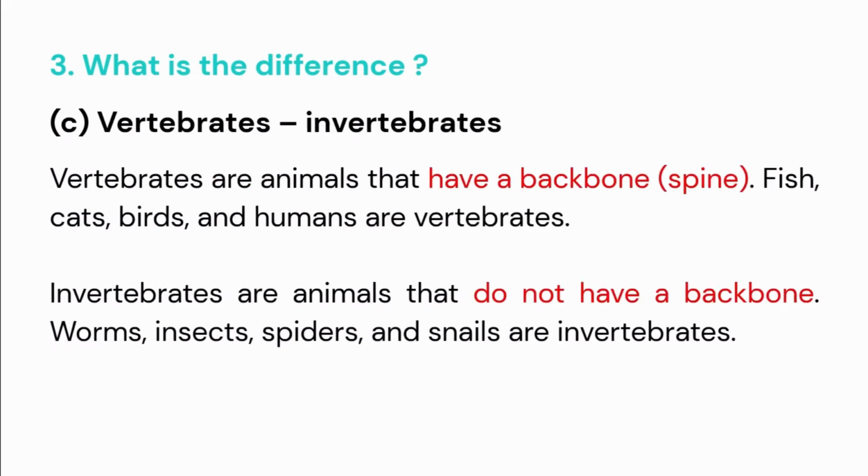Next one, difference between vertebrates and invertebrates. Simple one. Vertebrates are animals that have a backbone, that is a spine. For example, fish, cats, birds, and humans are vertebrates, while invertebrates are animals that do not have a backbone. For example, worms, insects, spiders, and snails are invertebrates. Vertebrates are animals with a backbone, and invertebrates are animals without a backbone.